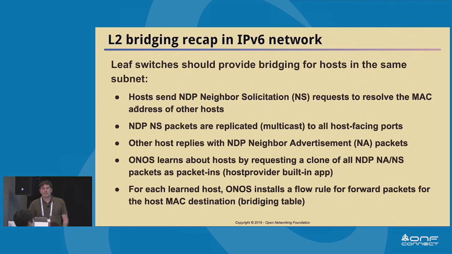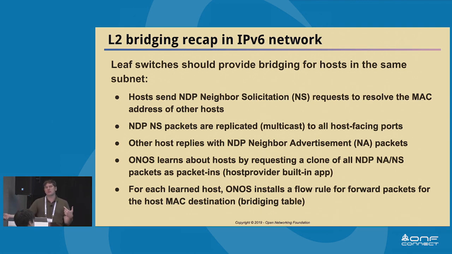So what happens when a host tries to ping another host in the same subnet? The first host will send a so-called NDP neighbor solicitation request. This is equivalent to an ARP request, trying to resolve the MAC address of the other host. We want the switch to be able to replicate all these NDP packets to all the host-facing ports. And that's because at this point, we don't know the location of the target host. So we simply broadcast the NDP request to all ports.